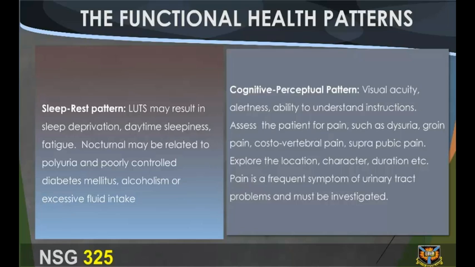Cognitive perceptual pattern. Assess visual acuity, alertness, and ability to understand instructions. Assess the patient for pain, such as dysuria, groin pain, costovertebral pain, and suprapubic pain. Explore the location, character, duration, and so on. Pain is a frequent symptom of urinary tract problems and should be investigated.